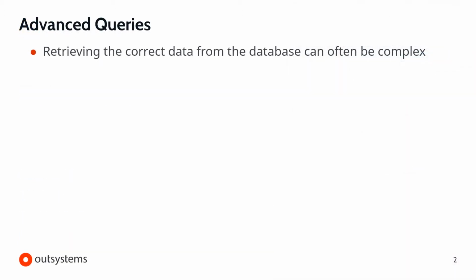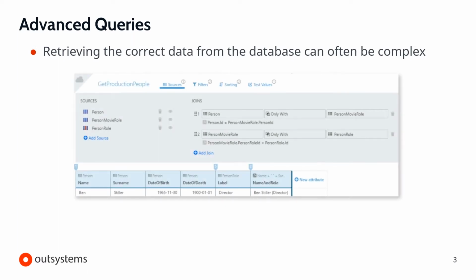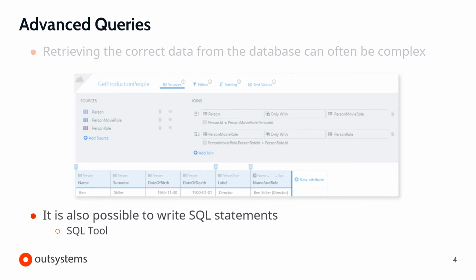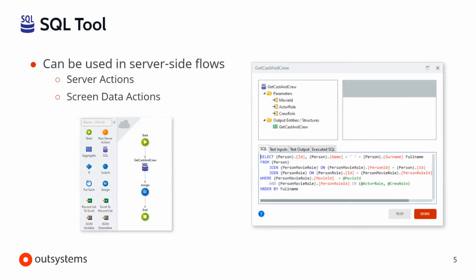Retrieving data from the database can be fairly complex, because we may need multiple sources of data that we can manipulate in different ways. By now, you should be familiar with aggregates. Although aggregates provide an easy visual way to fetch data from the database, sometimes you need more complex queries with which aggregates aren't able to cope. Besides using aggregates to query entities, it is also possible to write SQL statements that are fairly complex, for instance, containing subqueries, using the SQL tool. The SQL tool is available in server-side flows, such as server actions and screen data actions.